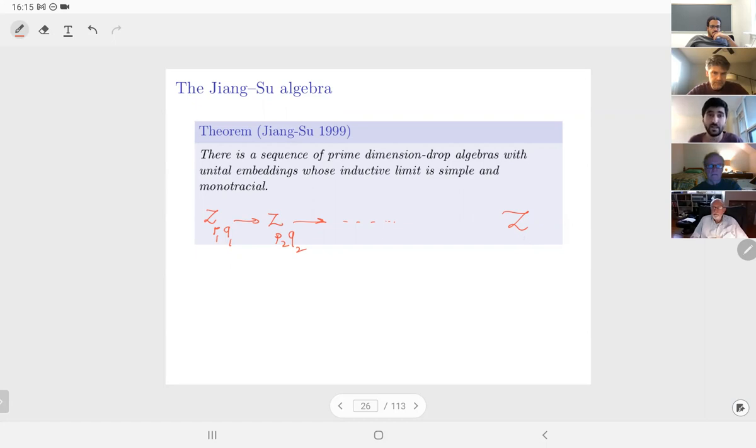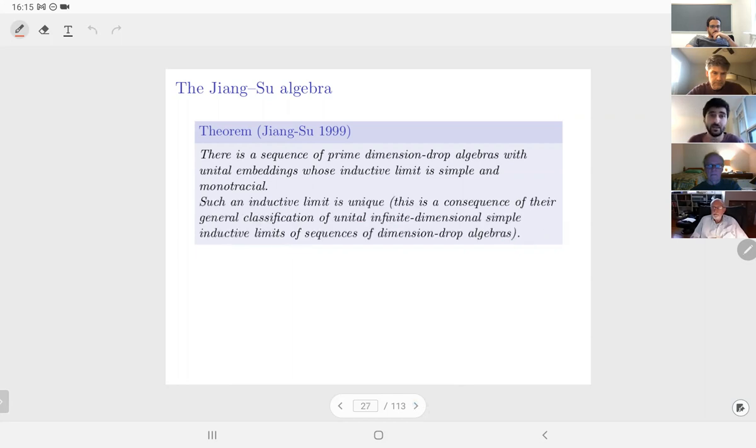Now, a priori, it's not clear that such an algebra is unique, but what they showed is that such an inductive limit is unique. These two properties, being simple and monotracial, characterize any limit of a sequence of prime dimension drop algebras. And they use the classification result that they prove in their paper. It's not that easy really to show this uniqueness. You need some KK theory and so on. So they proved that this is unique, and they called it Z.